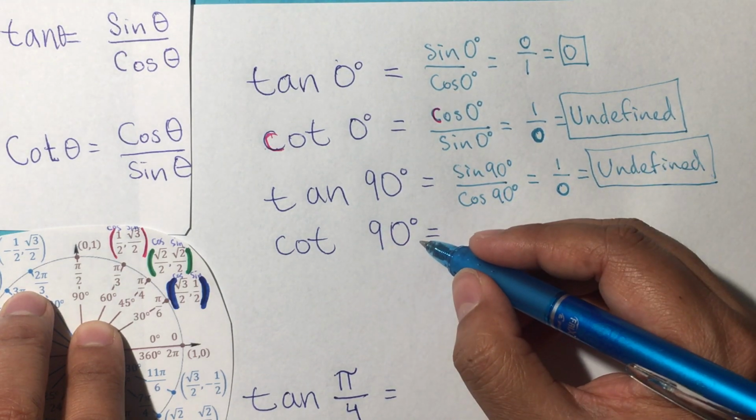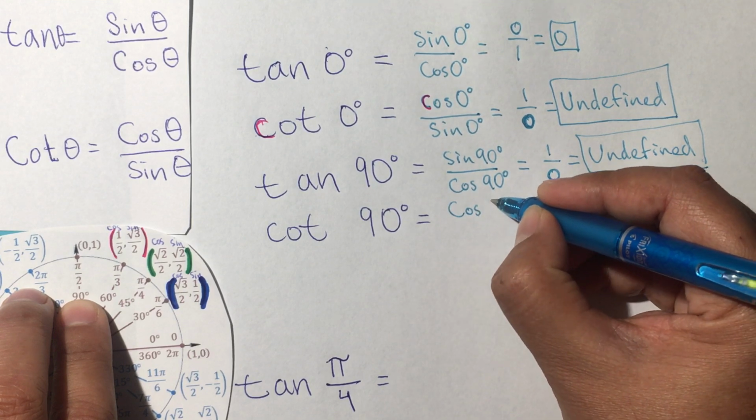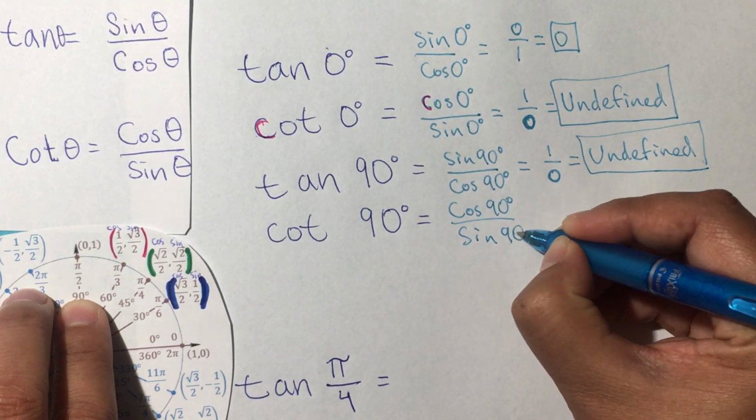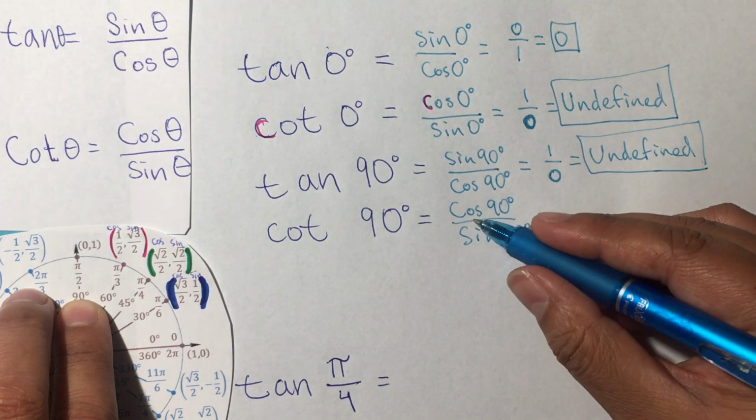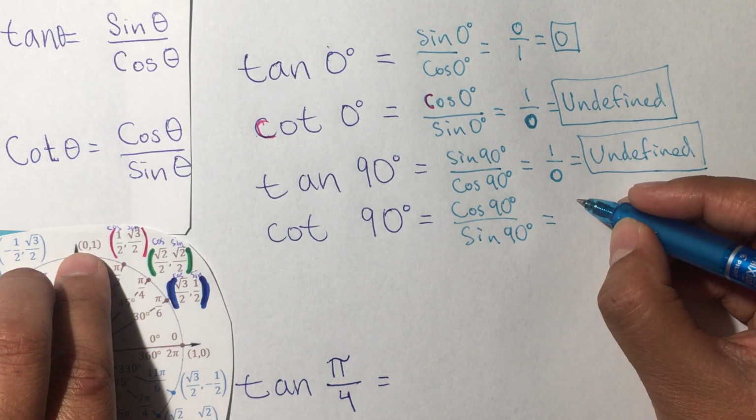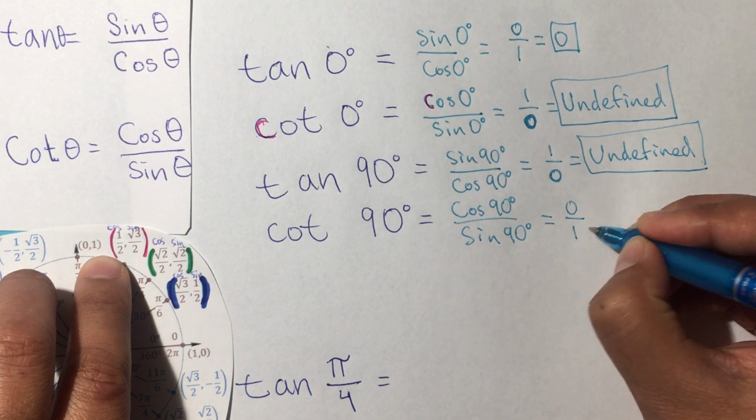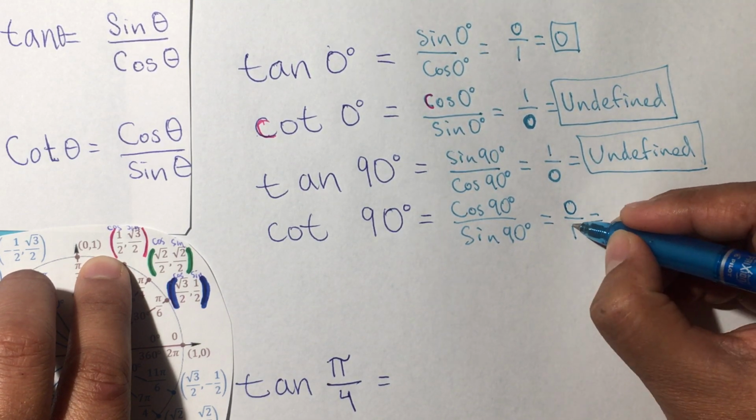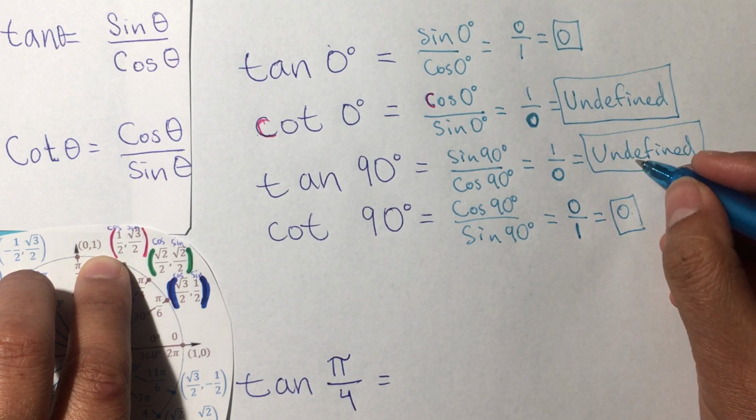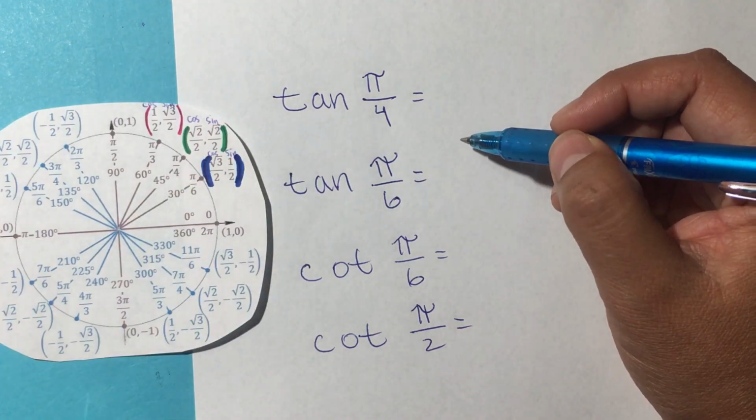And now for cotangent of 90-degree angle, it's going to be cosine of 90-degree angle over sine of 90-degree angle. And so cosine, again, is always the x value. So it's 0 divided by the sine, which is the y value, over 1. 0 divided by 1 is 0. Again, these two are reciprocal of each other. I will remove this since I'm writing them in here anyways.